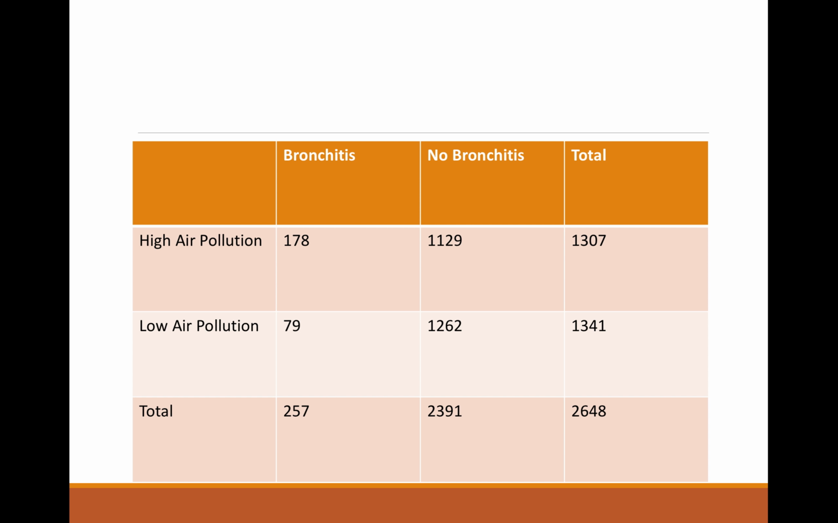Before you even calculate relative risk, you should see that these incidence rates are different. The incidence rate for bronchitis for those that live in a high air pollution area is going to be higher than the incidence rate for those that live in the low air pollution area. Just by eyeballing them, you're going to be able to see that those that live in a high air pollution area have higher rates of bronchitis. So go ahead and pause the video, calculate the relative risk, and see what you get.